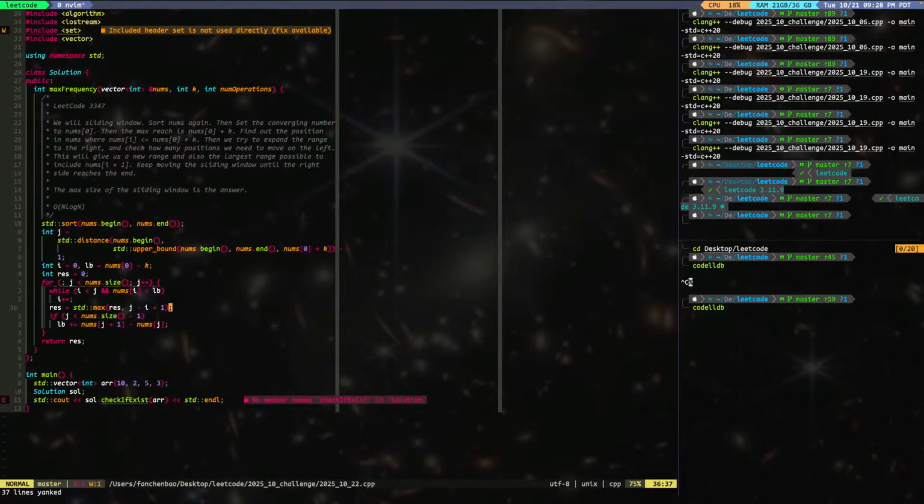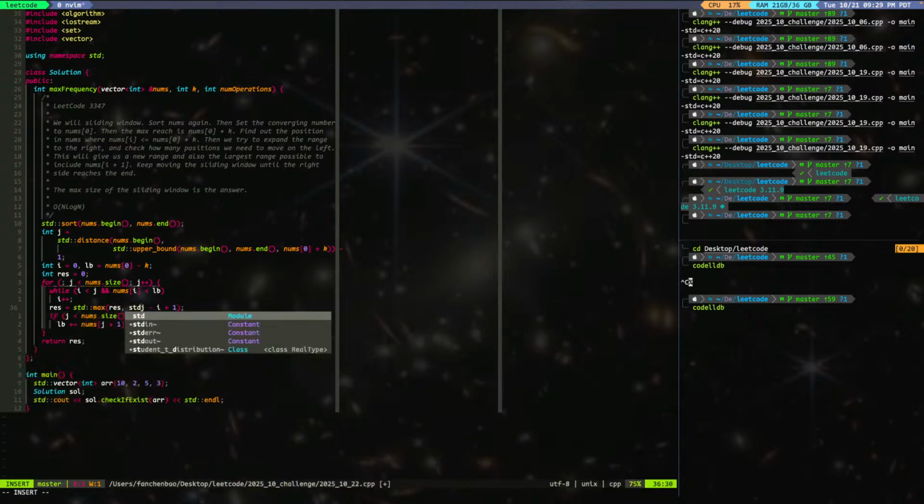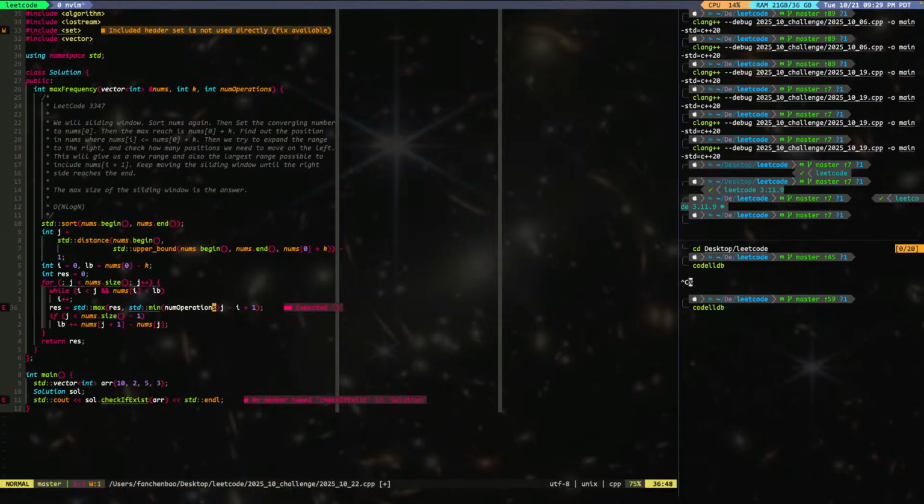It is the res, the maximum of res and std minimum of num operation, right? And this. Of course, let's start with 1 because you can have at least 1. And this is saying within this range, you can change at most this. Okay, let's do this again.